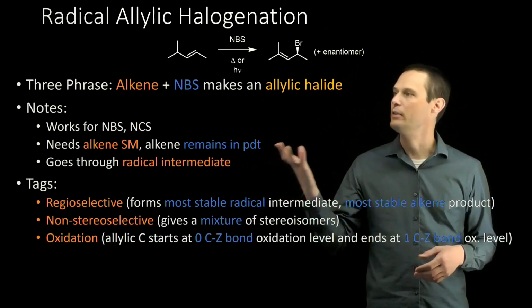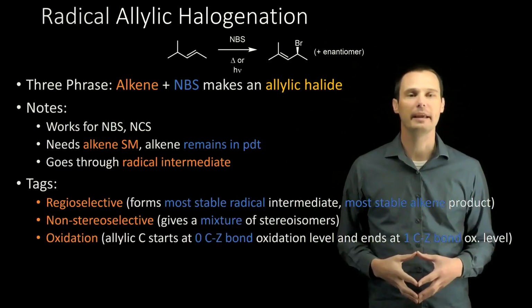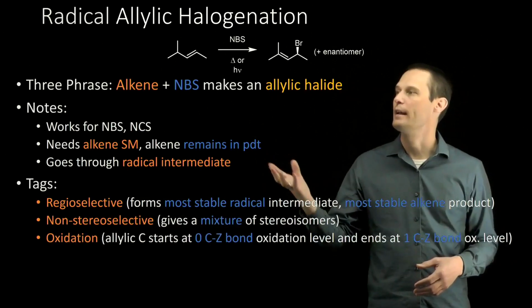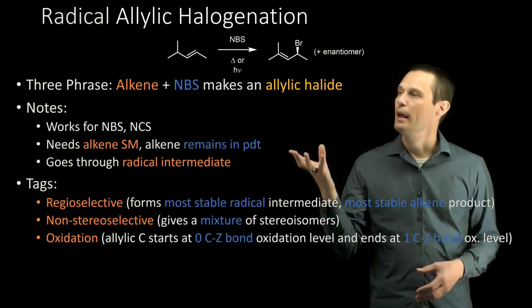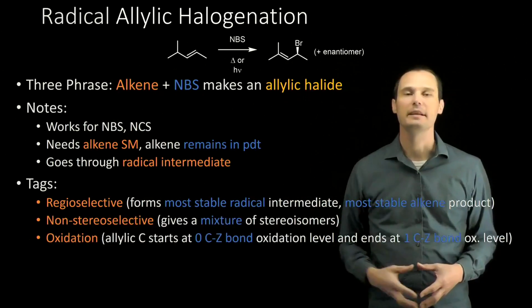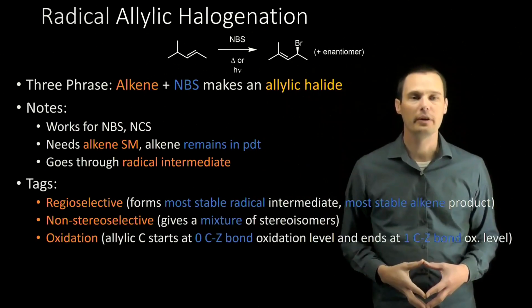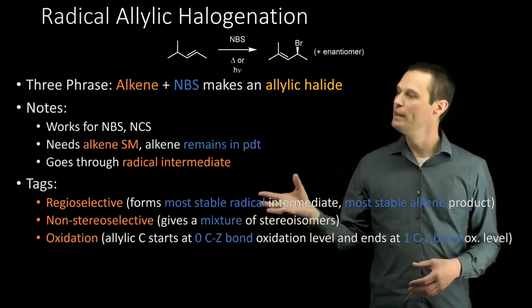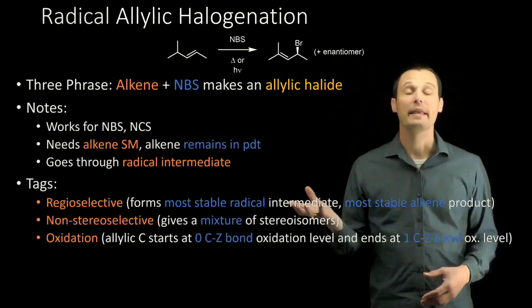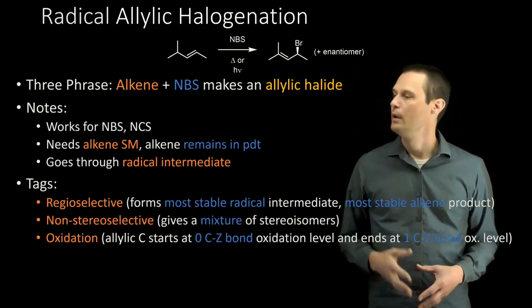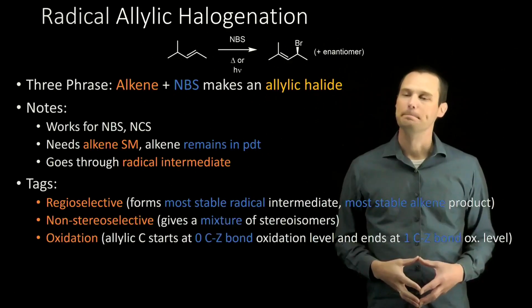We need to be able to say an alkene plus NBS makes an allylic halide. NBS turns an alkene into an allylic halide. And an allylic halide can be made by reacting an alkene with NBS. This reaction works for NBS or its chlorine derivative NCS. We need an alkene in the starting material, and that alkene remains in the product. And it goes through a radical intermediate.